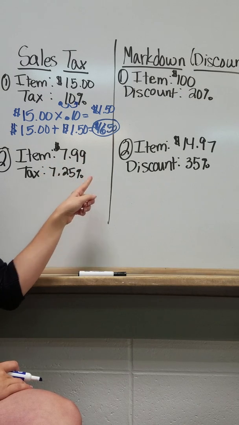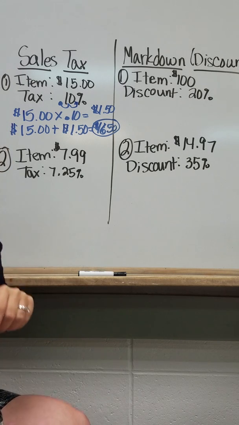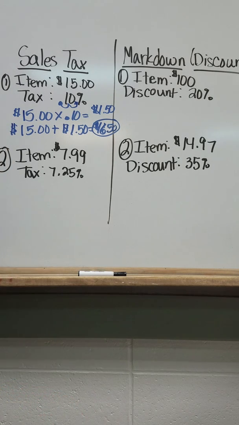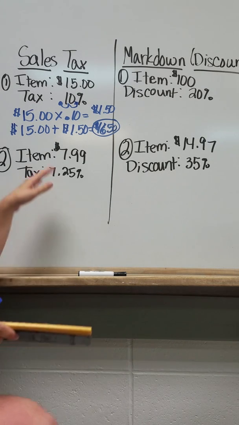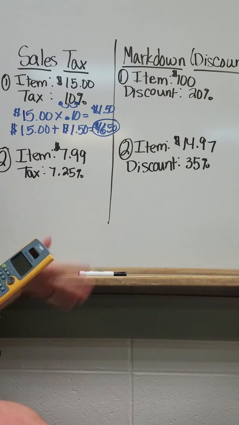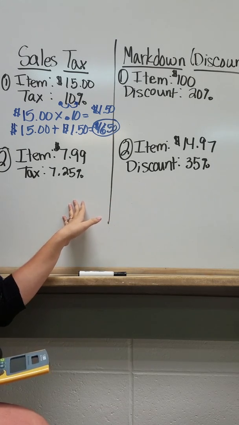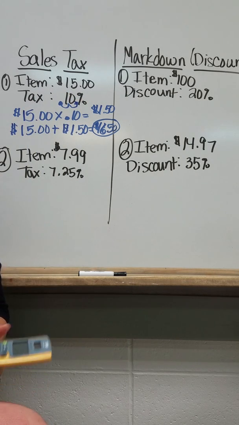Okay, let's start with one that's a little bit trickier. You notice we have some numbers that might not give us a pretty answer, so we're probably going to want a calculator for this. So let me grab that. All right, so our price is $7.99. This is how much we're going to pay for the item. And then our tax is 7.25%. This is more like what we're going to see with tax rather than something nice like 10%.